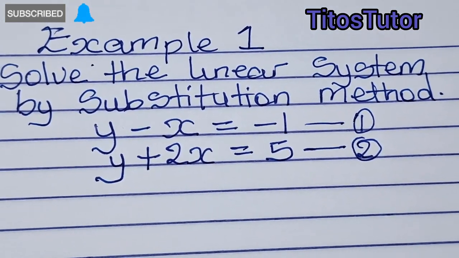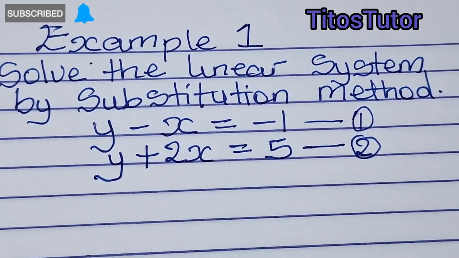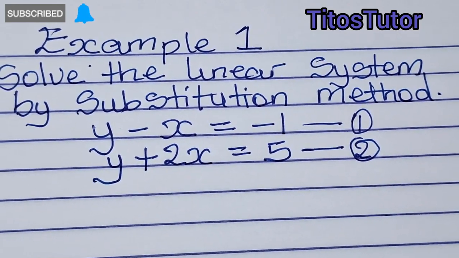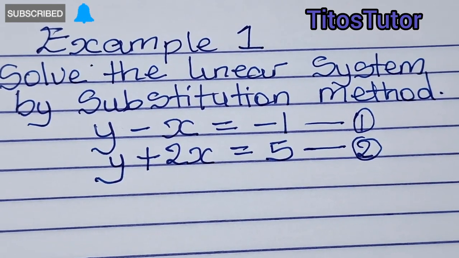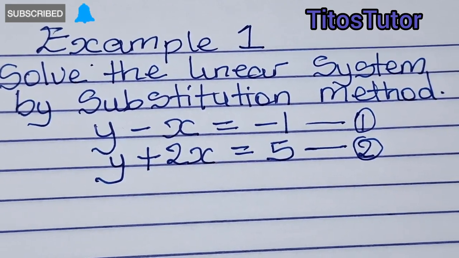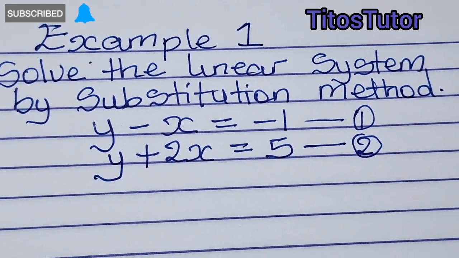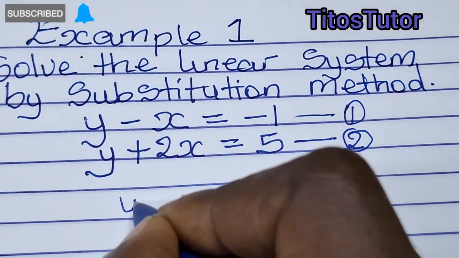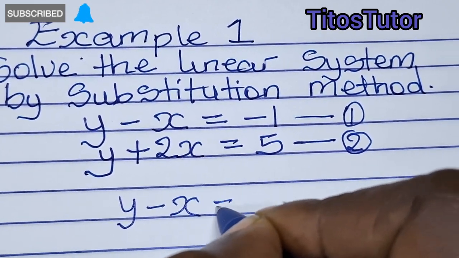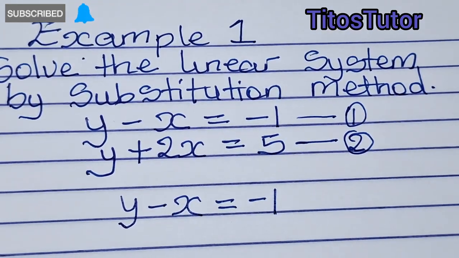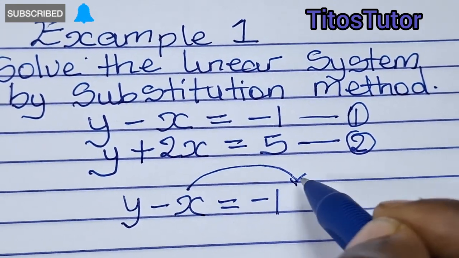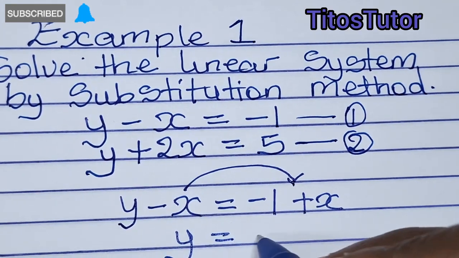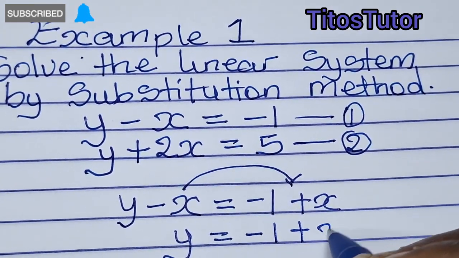So remember, our first step is to make any of the variables, either x or y, the subject of the formula in any of the equations, either equation 1 or equation 2. I decide to use equation 1, and I'm going to make y the subject of the formula. So let's go. y minus x is equal to -1. That's my first equation. I take this to the other side, it becomes plus x. So y is equal to -1 plus x.